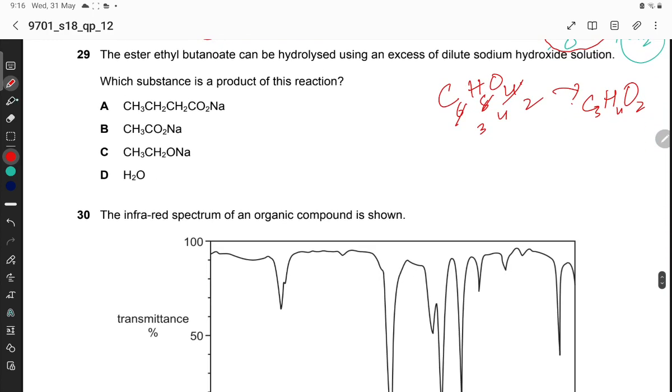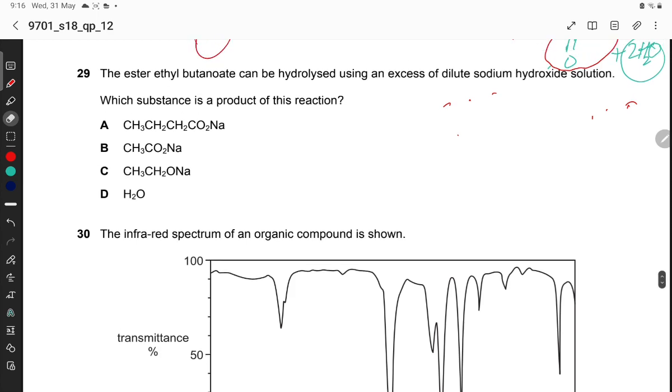Question number 29. The ester ethyl butanoate can be hydrolyzed using an excess of dilute sodium hydroxide solution. Which substance is a product of this reaction? Ethyl butanoate is CH3 CH2 CH2 COO C2H5.